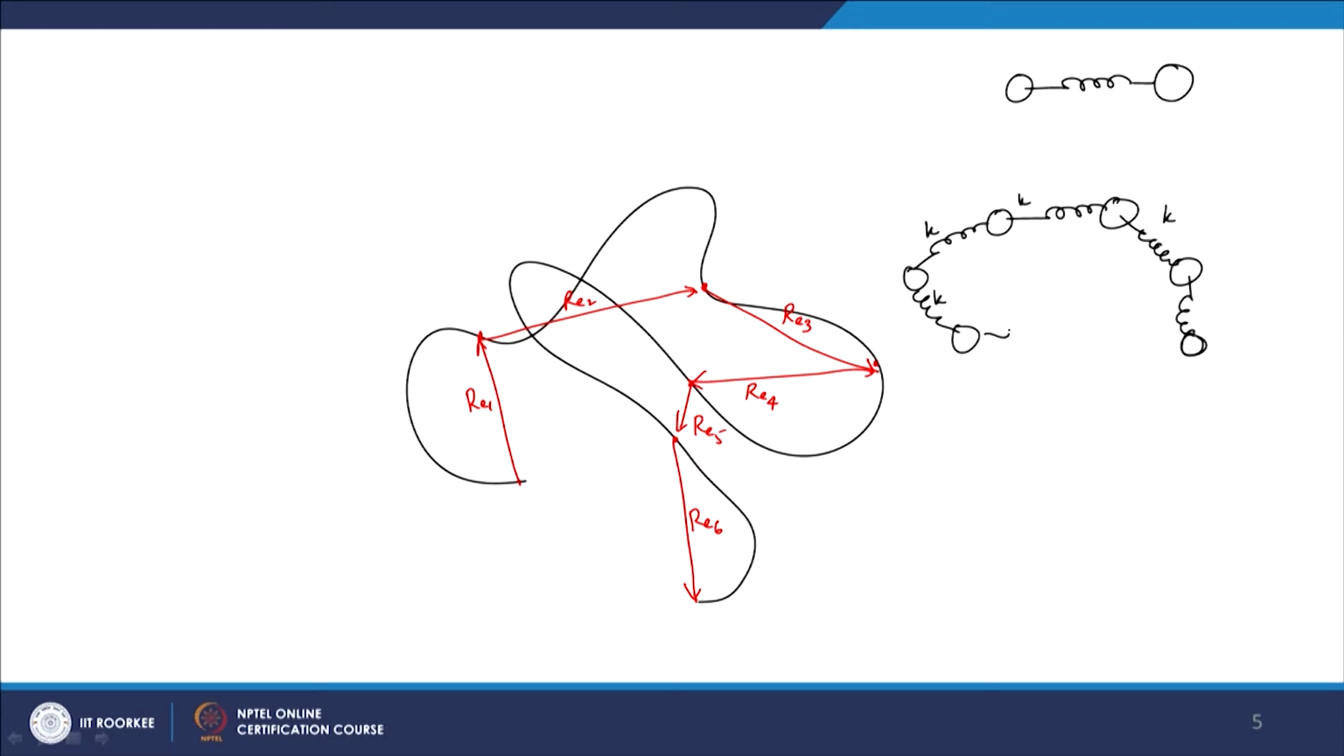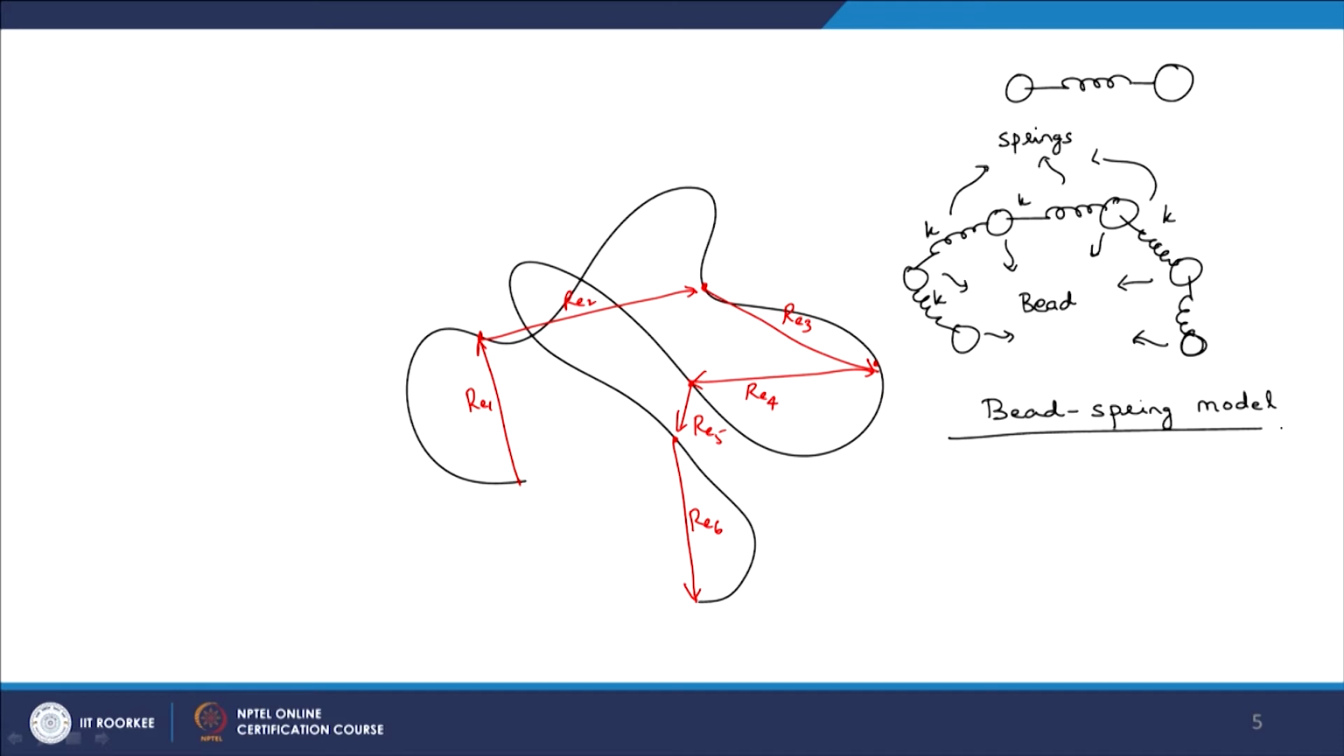And I can refer to these now as some sort of beads, and I can refer to these now as some sort of springs, and the model we thus form is known as the Bead-Spring Model, which becomes especially useful if I am trying to simulate the behavior of a polymer chain. That is one use of it. The other use of it is when I try to look at the dynamics of a polymer chain.